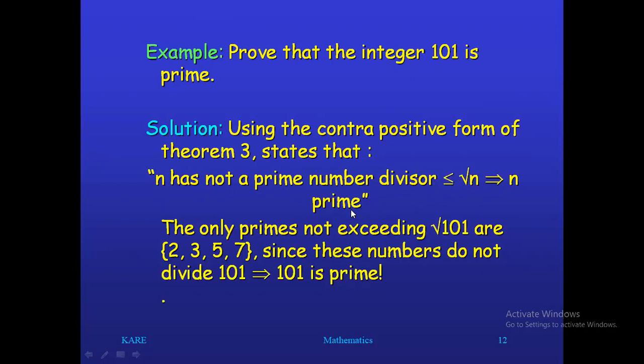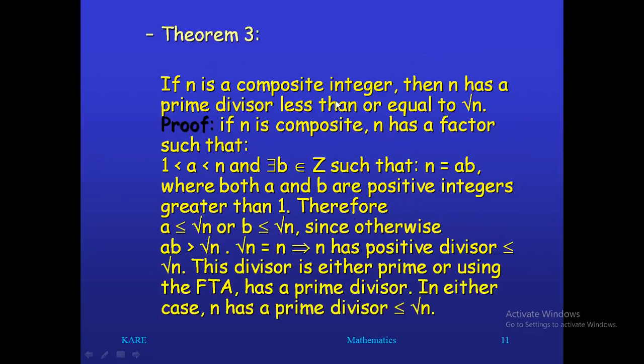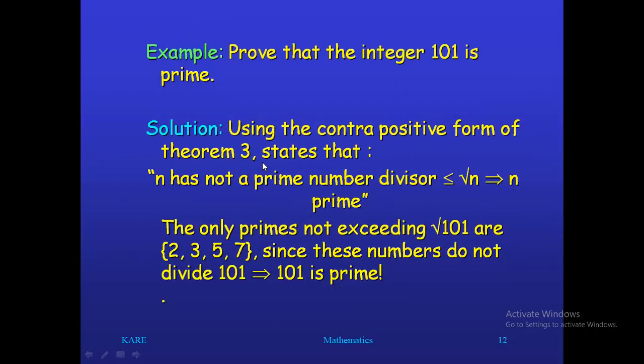Actually, what is the statement of the previous one? If n is a composite integer, then n has a prime divisor less than or equal to root n. Now we are just taking the contrapositive, that's all. n has no prime divisor less than or equal to root n. This implies n is prime. The same thing, we are taking the contrapositive form.